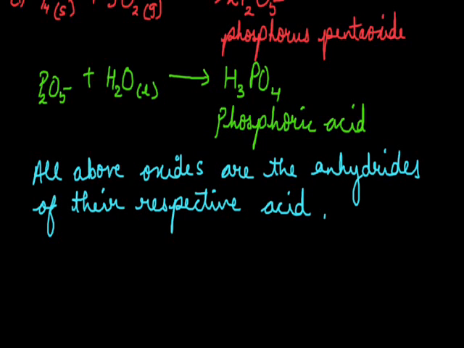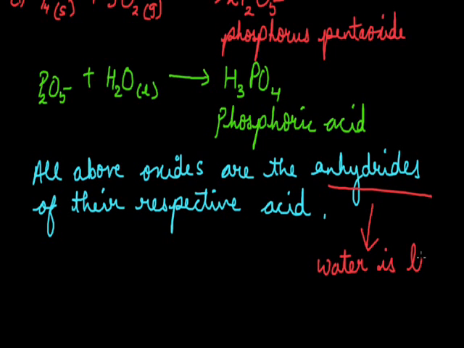Now the word anhydride, what does it mean? Anhydride means when water is removed from any particular compound, then its anhydride is formed. When I remove a water molecule from an acid, it will form an anhydride. From any such compound, when water can be removed, another compound is formed, and that compound is said to be the anhydride, because water is removed from it.